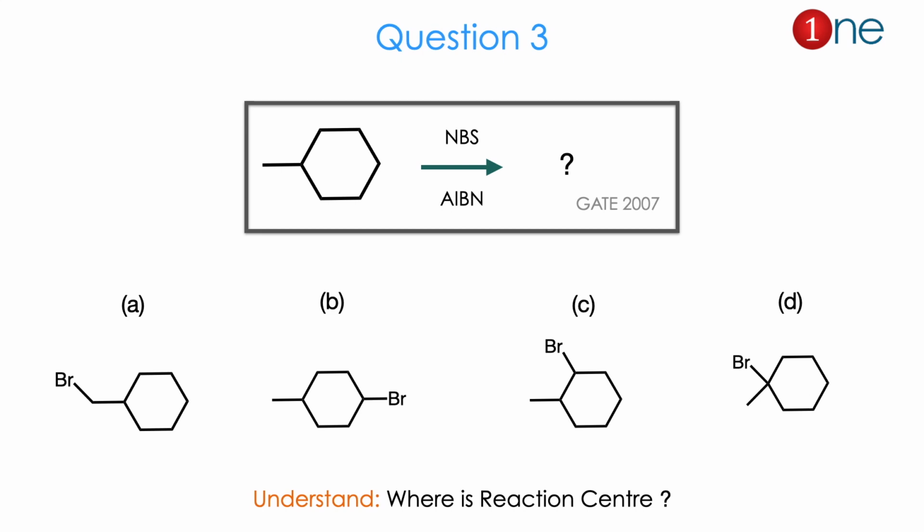Then the question number 3. The starting material is cyclohexane attached with a methyl group. You are using NBS and AIBN. They ask you to find the product. The products are mostly brominated ones, where the bromination occurs.